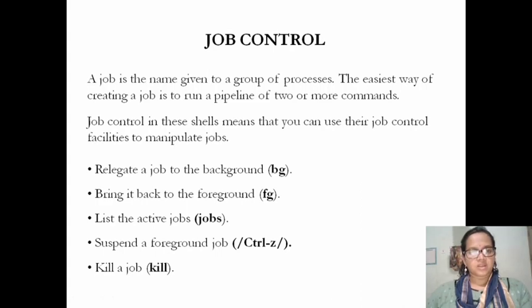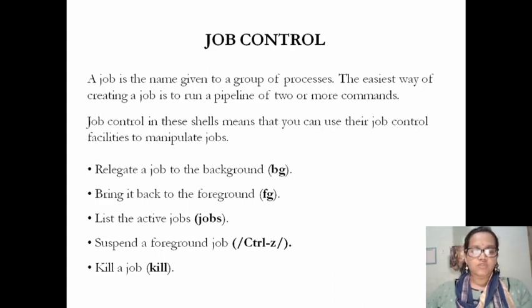Okay, so by looking at all these topics, we will move on to today's topic, that is how to control the job. See, a job is the name which is given to a group of processes, so totally we call them a job. The easiest way of creating a job is to run a pipeline of two or more commands. So using two or more commands we can create a group of processes. Let me consider that you expect a job to complete in 10 minutes, but it keeps on going and dragging up to half an hour. So what will you do at that time?